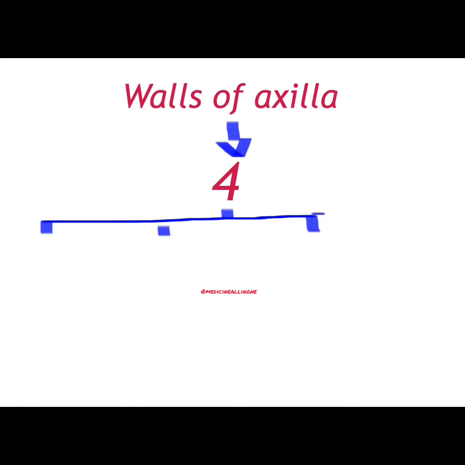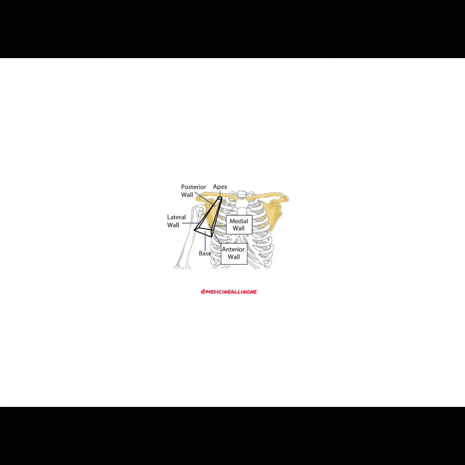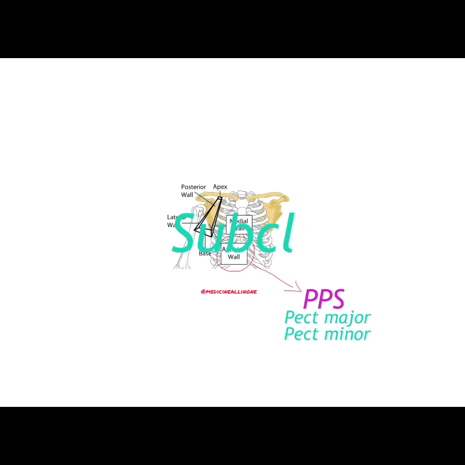Next, we will discuss the walls of the axilla. There are basically four walls of the axilla: anterior, posterior, medial, and lateral. The anterior wall is made of three muscles. We can memorize it by the mnemonic PPS: pec major muscle, pec minor muscle, and subclavius.